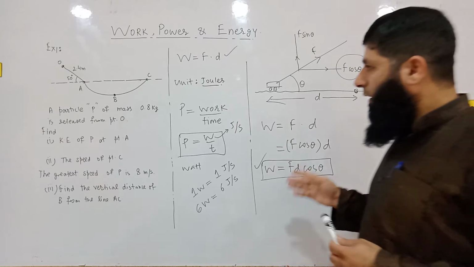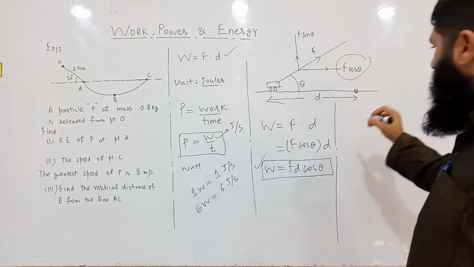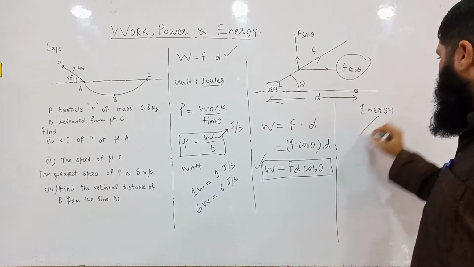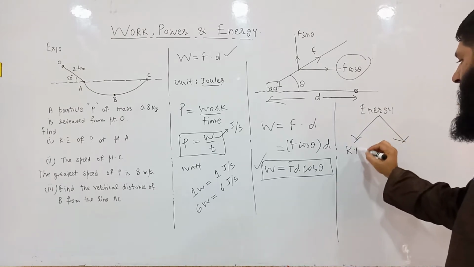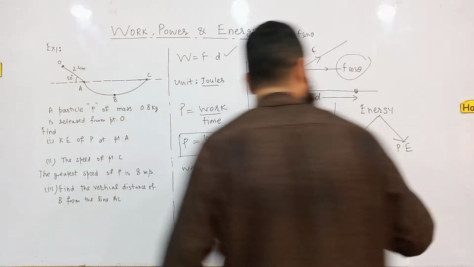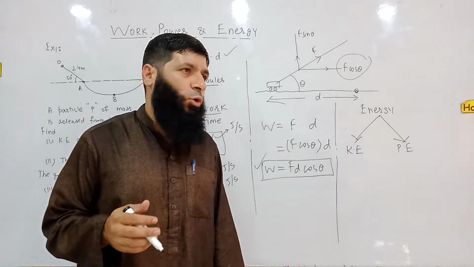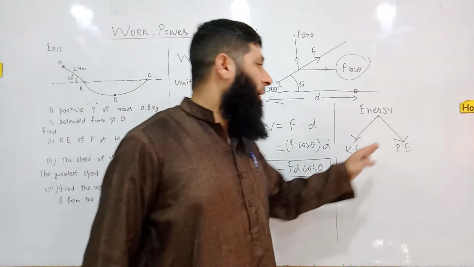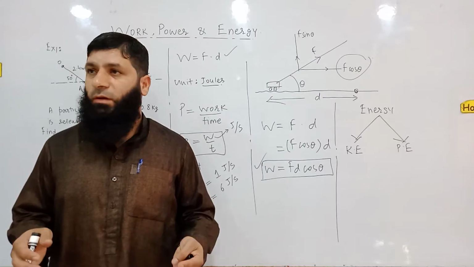Okay. After this, we have energy. It is basically the ability to do work. You know that we have two types of energy: kinetic energy and potential energy. Kinetic energy is energy due to velocity or due to movement. If a body is moving, the moving body will have this type of energy, which is called kinetic energy. And potential energy is basically the energy due to the position of a body.